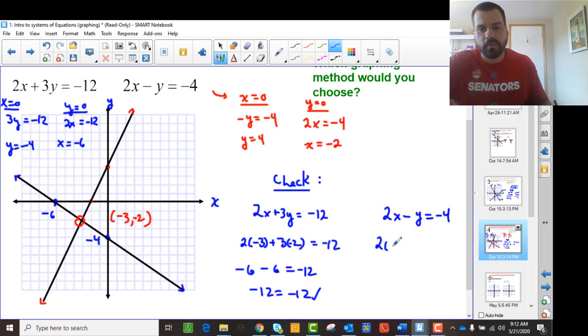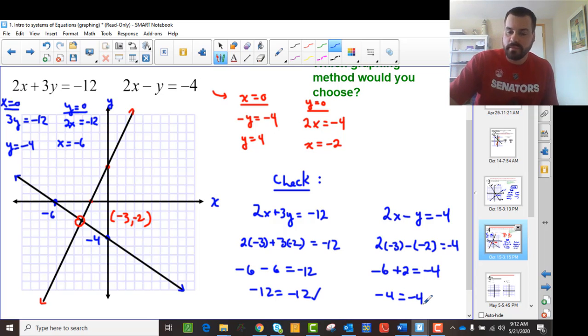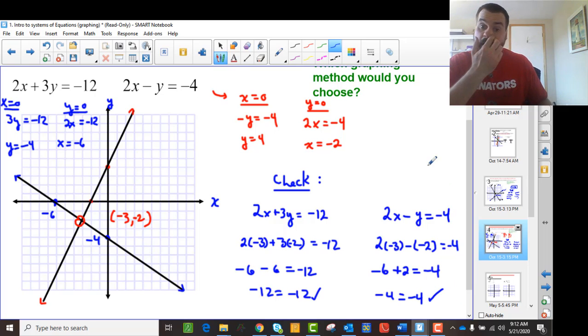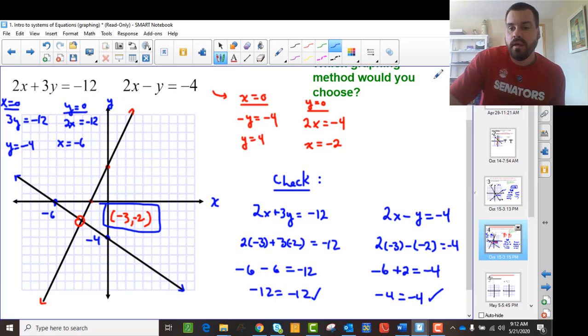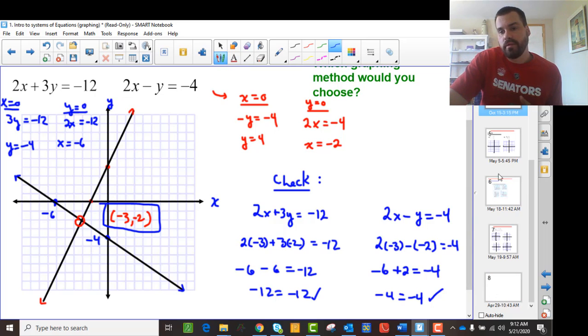So I go 2 times minus 3 minus minus 2 is supposed to equal minus 4. Let's see if it does. That's going to be minus 6 and then plus 2. And I get minus 4 equals minus 4. Okay, so I'm right again, and I'm happy about that. That works. So I can say with confidence that my answer is correct, that minus 3, minus 2 is the right answer. Okay, so that's the idea behind graphing.